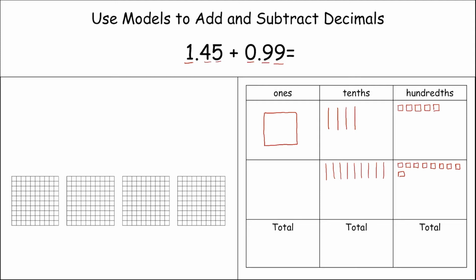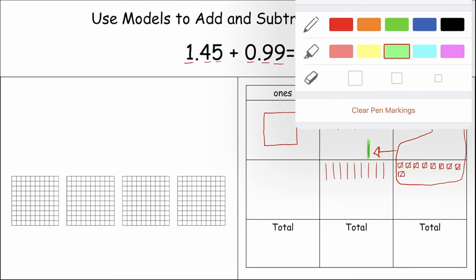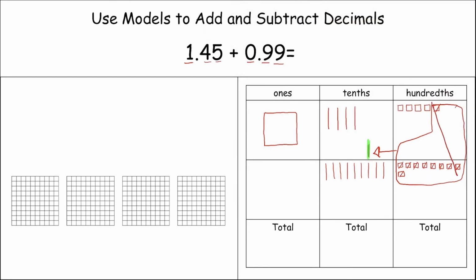Here we go. Let's count them up. 1, 2, 3, 4, 5, 6, 7, 8, 9, 10. This gets regrouped over here. And now we have a new 10. And I'm going to shade him in a different color because he's our new 10. And these get crossed out. How many hundredths do we really have? 1, 2, 3, 4.